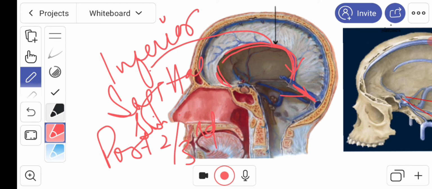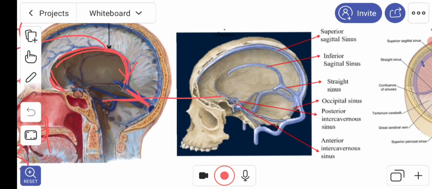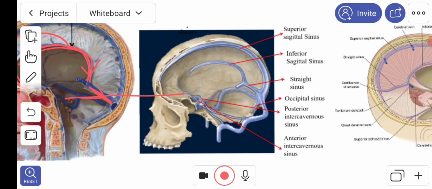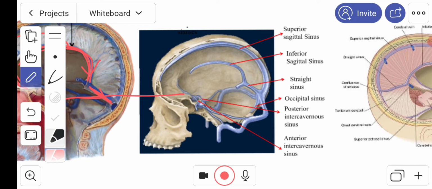Now the next unpaired sinus is the straight sinus. So this is the straight sinus. The inferior sagittal sinus terminates into the straight sinus. It is situated between the junction of the falx cerebri and the tentorium cerebri.